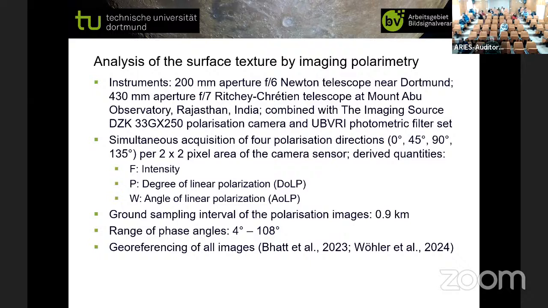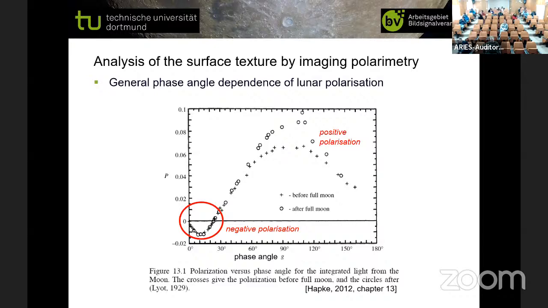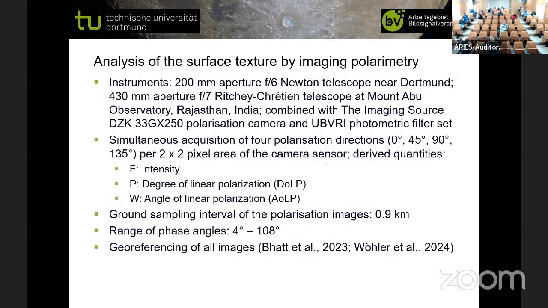And we have done our best to do georeferencing of the images in order to be able to put them into an absolute coordinate system and can superpose them on spacecraft data, for example.